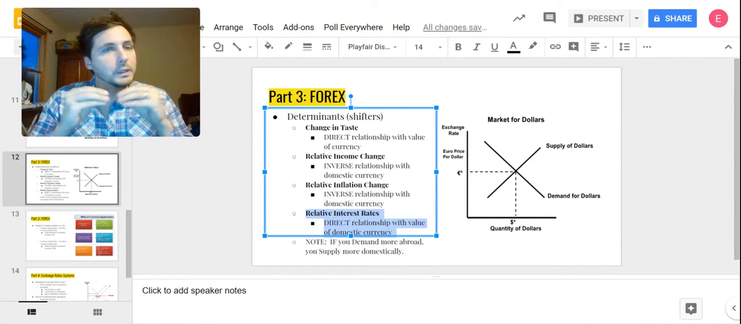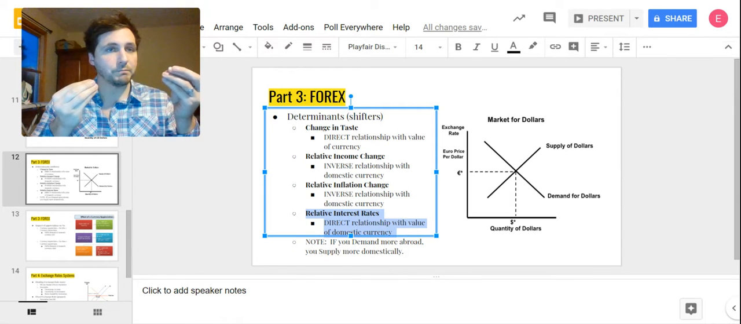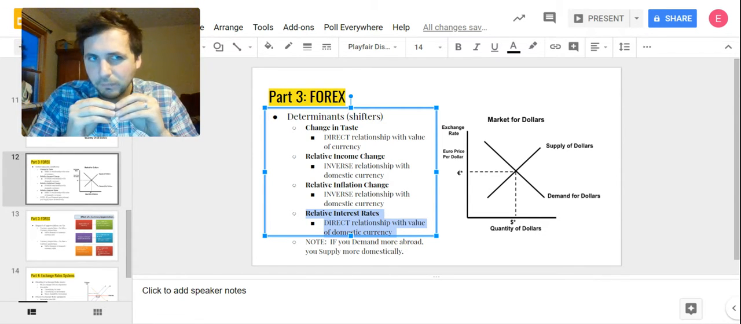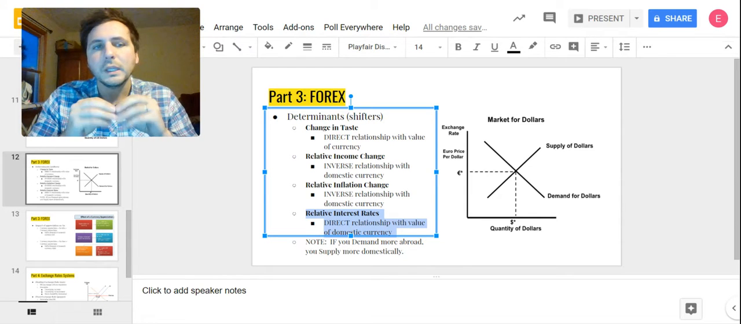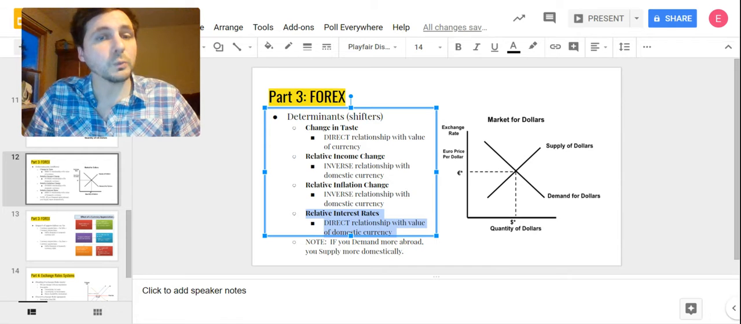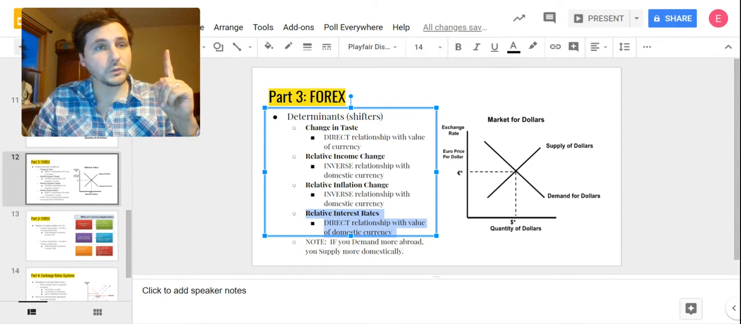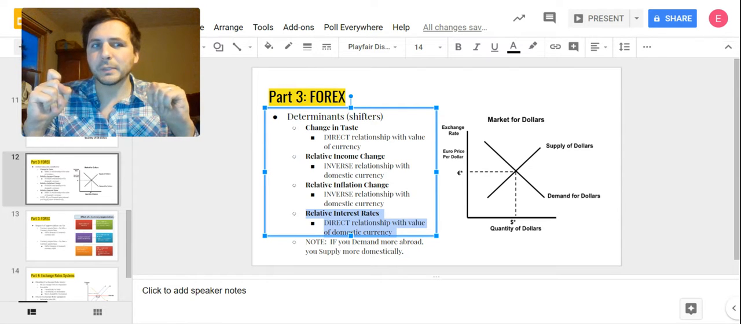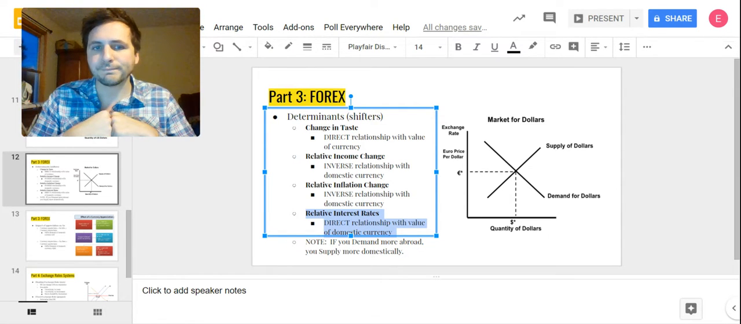When they demand more American bonds because of that high interest rate, then they are going to demand more American currency. When they demand more of our currency, then our currency is going to appreciate in value. The price is going to rise. In other words, when interest rates rise, our currency appreciates because people want more of our high interest assets because they'll pay them back more in the future. Okay.